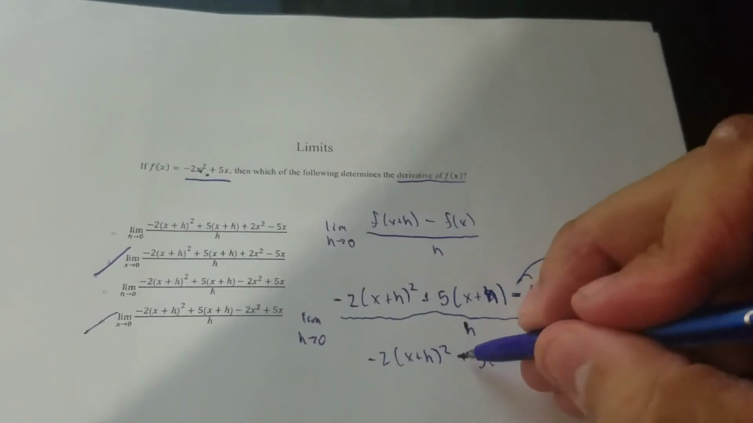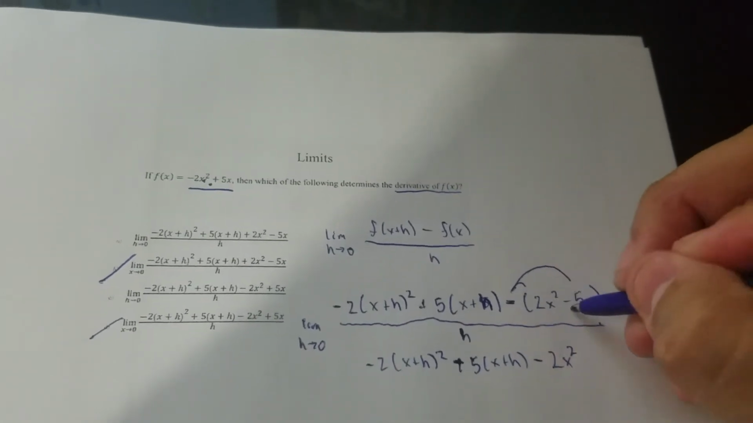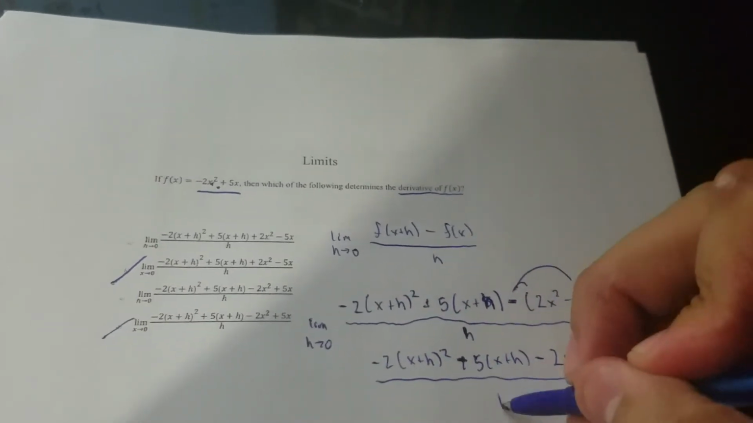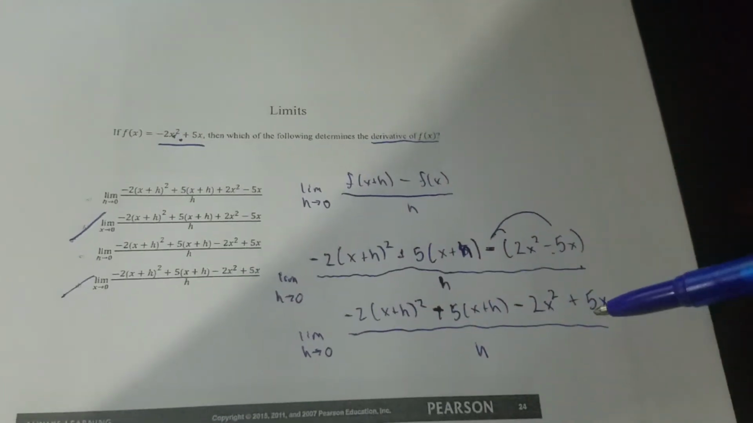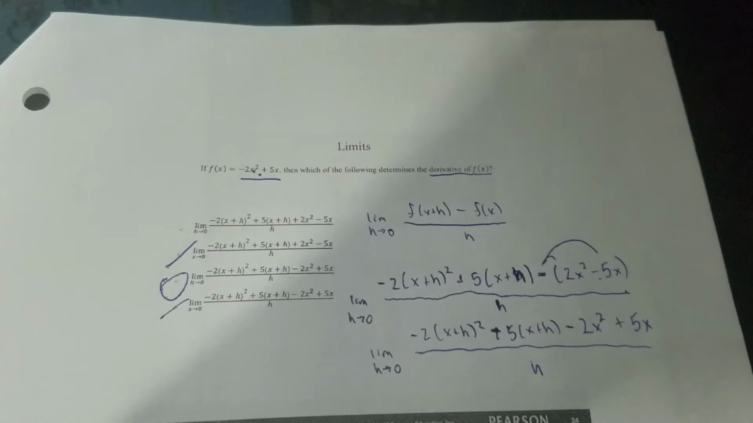Okay, minus 2x squared, and then this minus and minus turn this into a positive. And the answer that looks like that is answer C. So it's this one right here.